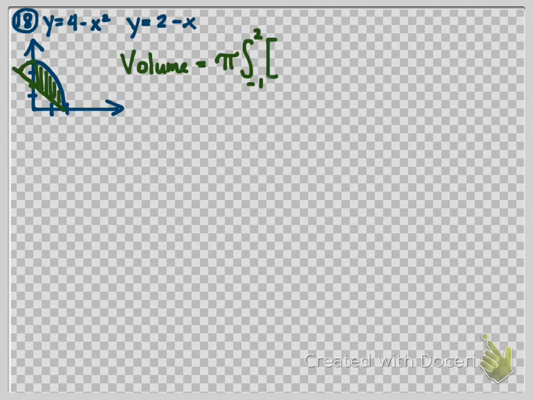So I guess I should go back and shade in that little spot too, so that our picture actually represents what we're doing. All right. So far, so good. We have pi times the integral from -1 to 2 of, and that's not a bracket for an integrand. That's a bracket to denote what I'm about to write. What is my outer function? 4 minus x squared in parentheses squared.